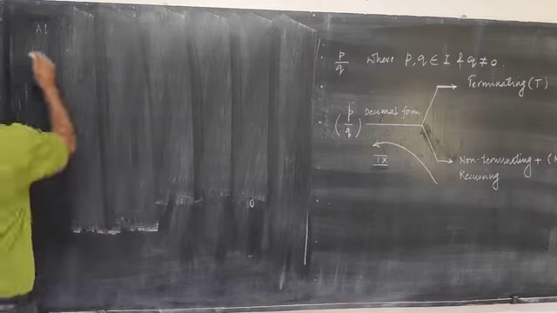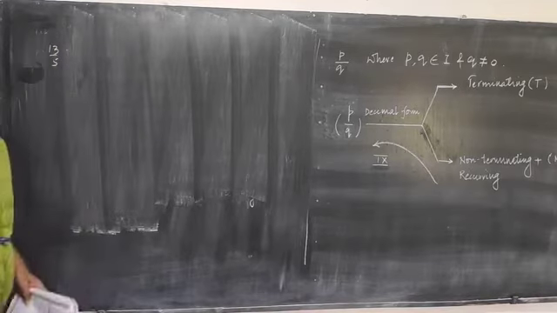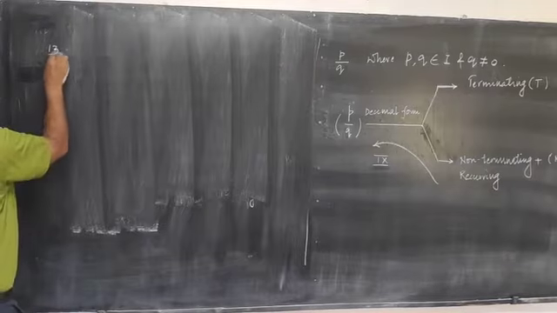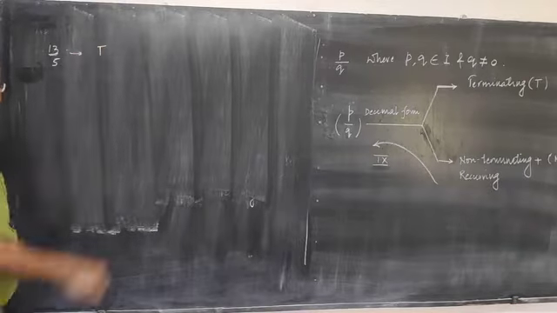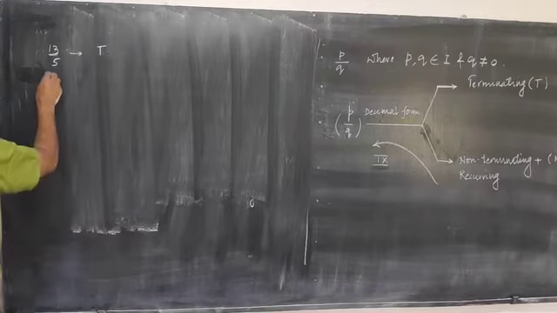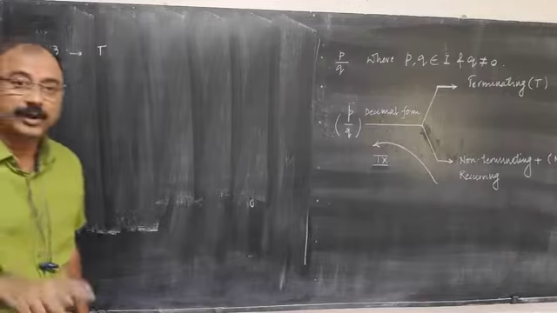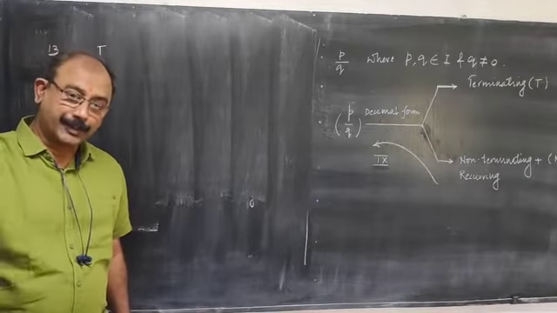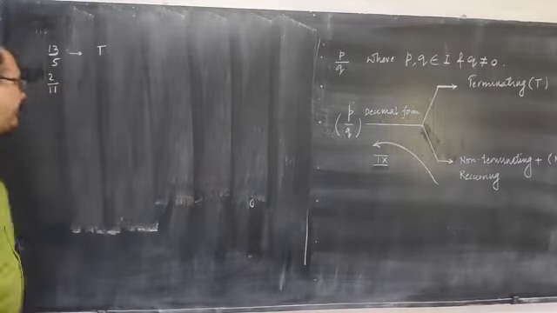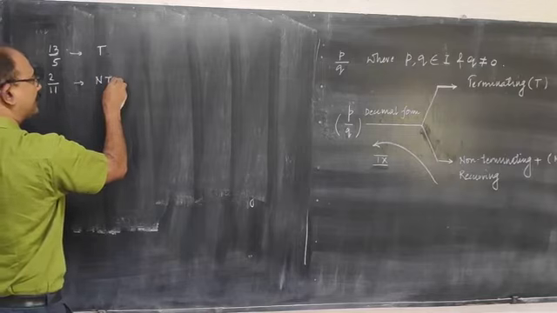First number, 13 by 5. The denominator is already a prime factor, so this will be terminating. Next is 2 by 11. The denominator has 11. 11 itself is a prime number other than 2 and 5. So this will be non-terminating recurring.